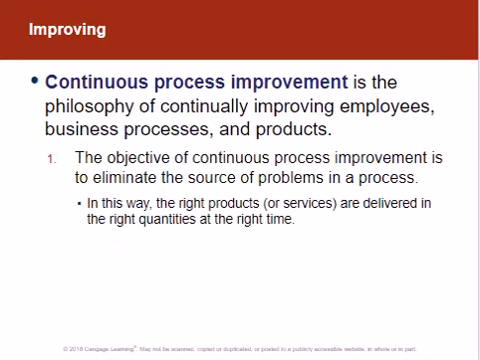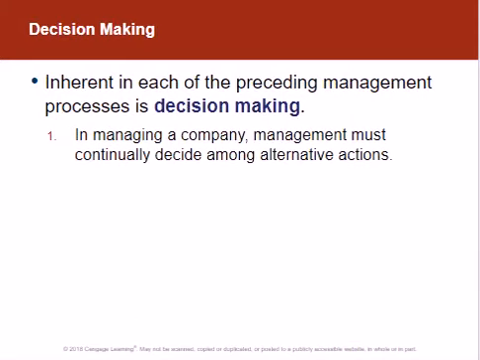Continuous process improvement is the philosophy of continually improving employees, business processes, and products. The objective of continuous process improvement is to eliminate the source of problems in a process, to make it more efficient. In this way, the right products or services are delivered in the right quantities at the right time. Inherent in each of the preceding management processes is decision making. In managing a company, management must continually decide among alternative actions.